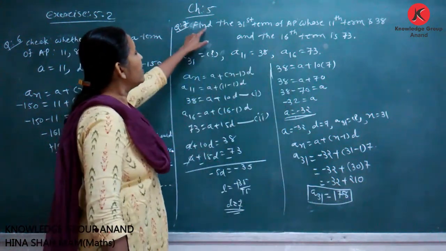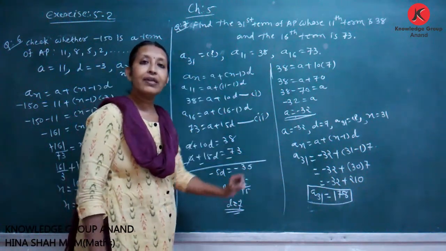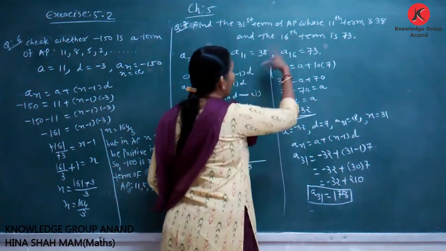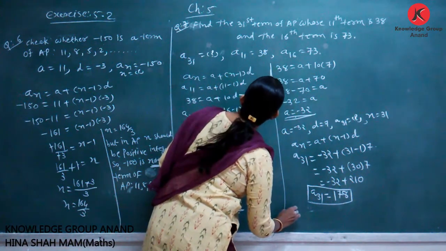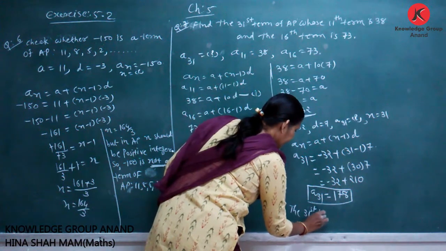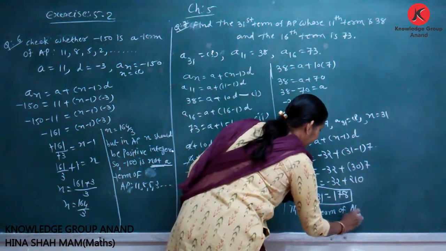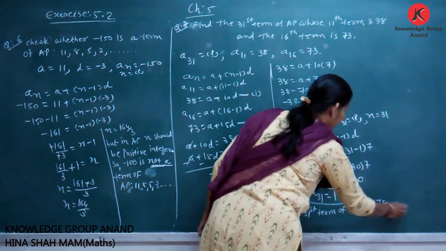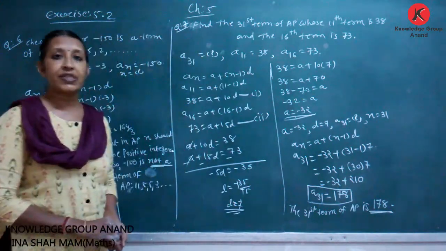Then we see the 31st term of the AP is 178, whose 11th term is 38 and 16th term is 73. The 31st term of the AP is 178.